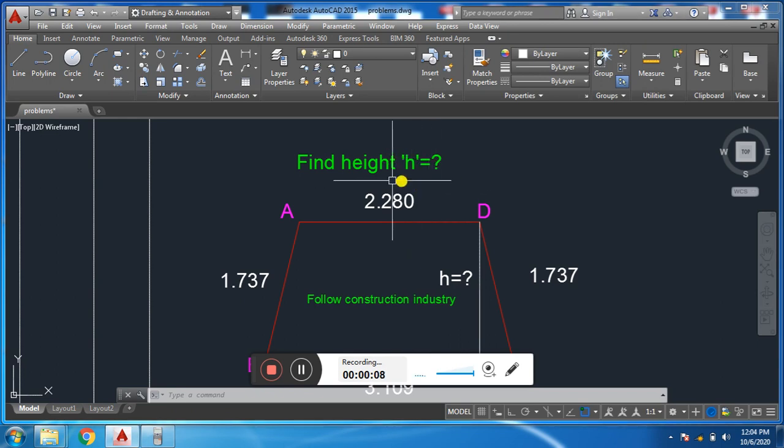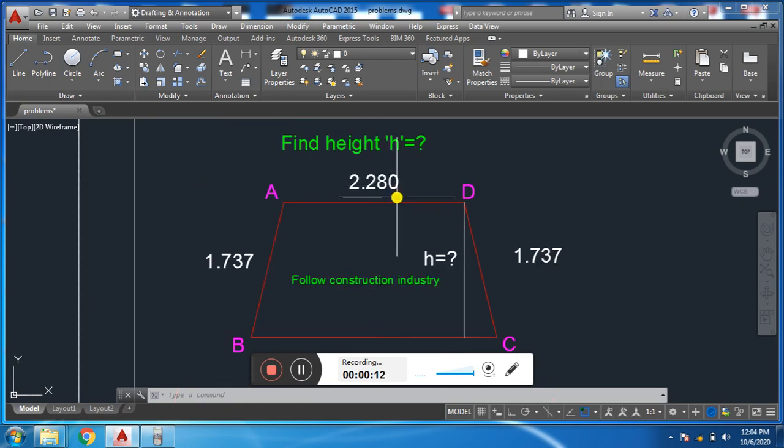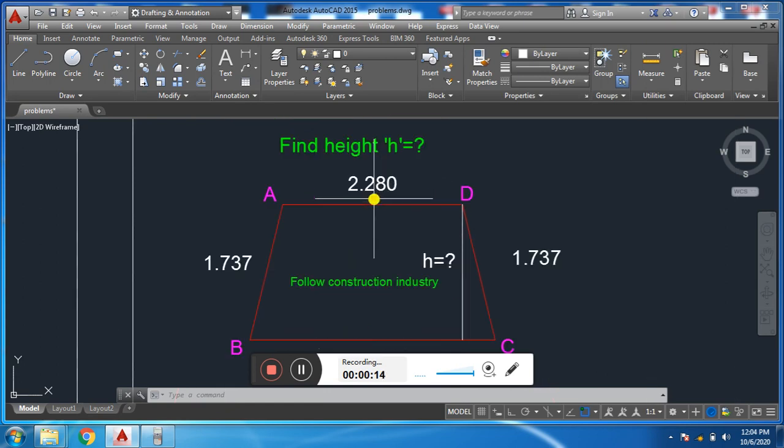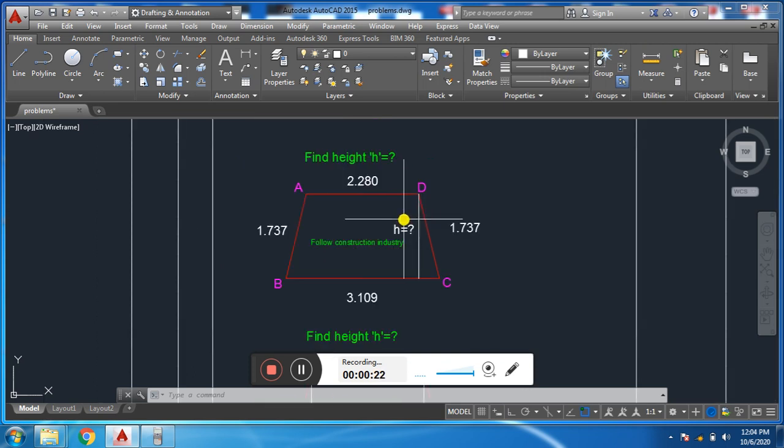Today I am going to solve a problem about an isosceles trapezium having top length, bottom length and legs value available, and we have been asked to find the height of this trapezium.